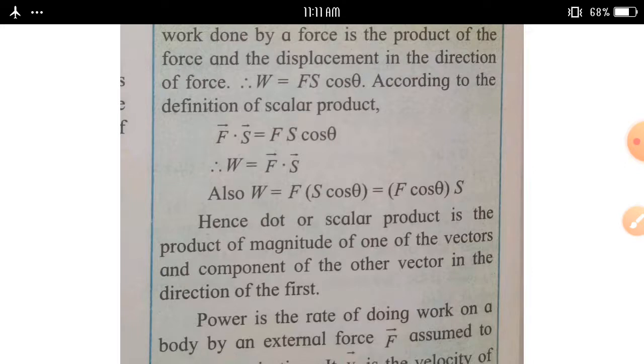Some questions asked on this topic: What is meant by scalar product? State its characteristics. Or the next question: What is meant by dot product, or what is meant by vector product? State its characteristics. Another question asked on this topic: Distinguish between scalar products and vector products.